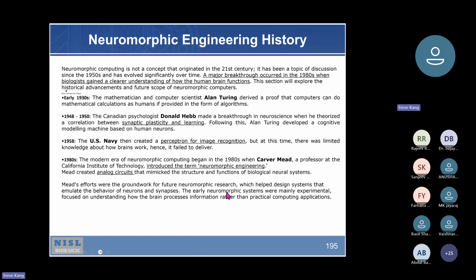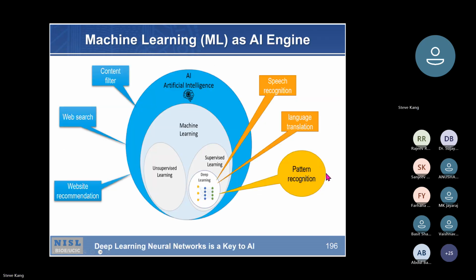The early neuromorphic systems were mainly experimental, focused on understanding how the brain processes information rather than practical computing applications. I guess nowadays it's more practical computing applications and pattern recognition, among all the different things.